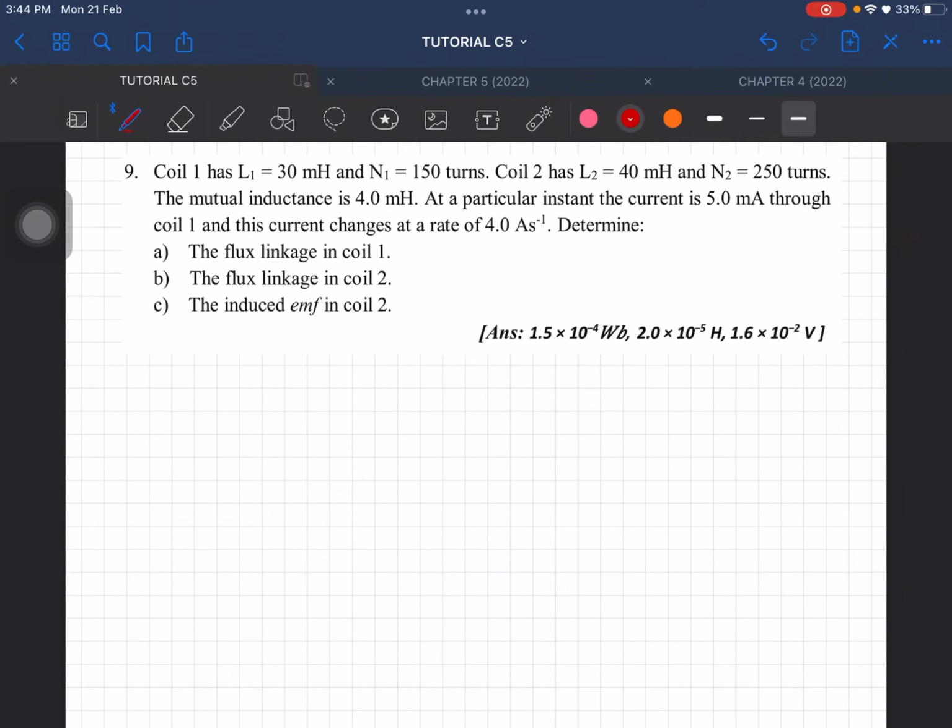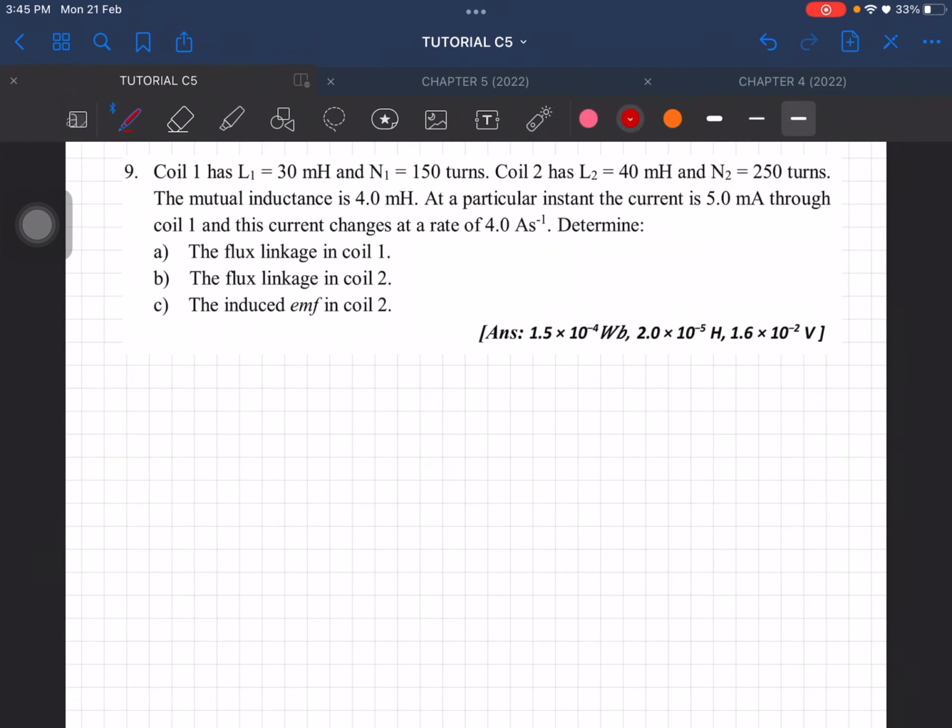Question 9. Coil 1 has an inductance of 30 millihenry and 150 turns, while coil 2 has an inductance of 40 millihenry and 250 turns. So the mutual inductance is 4 millihenry, and at a particular instant the current is 5 milliampere through coil 1, and this current changes at a rate of 4 ampere per second.